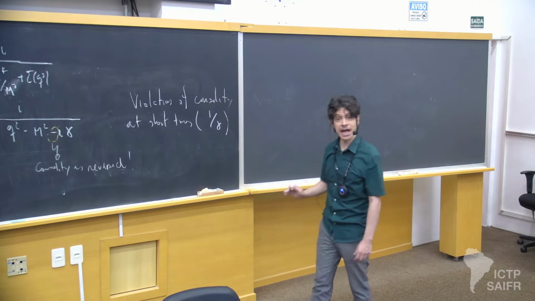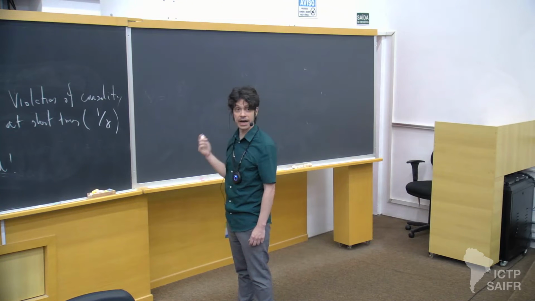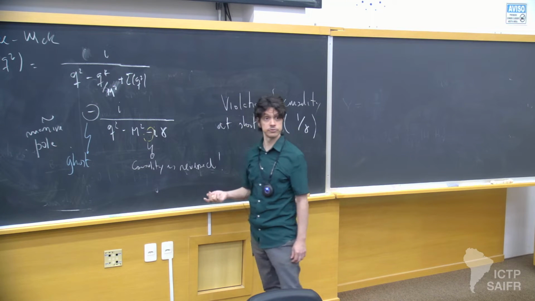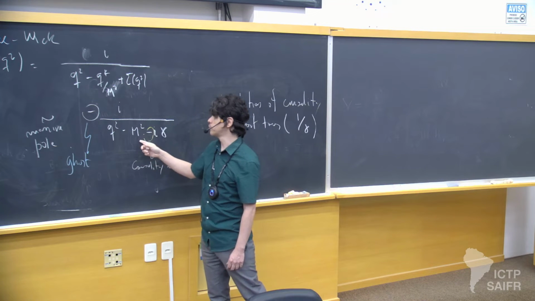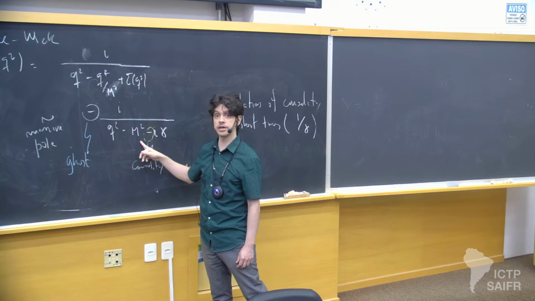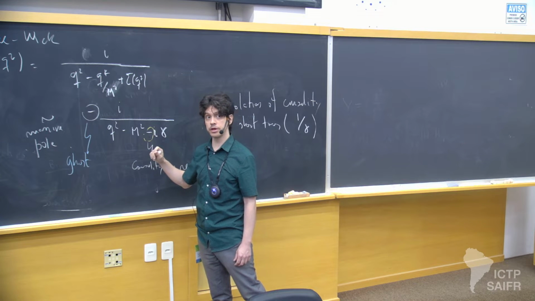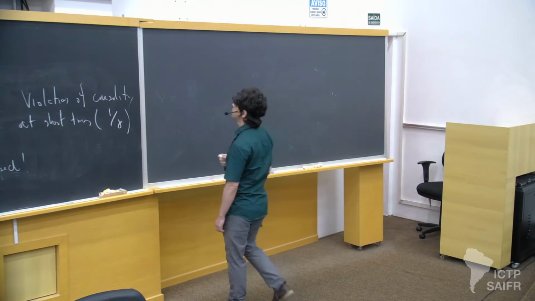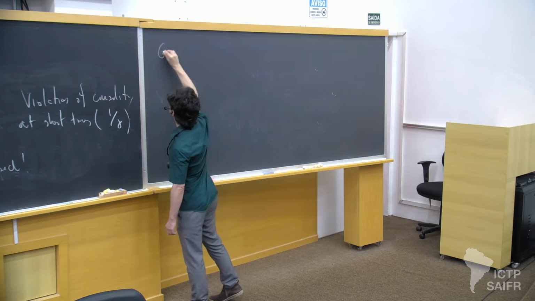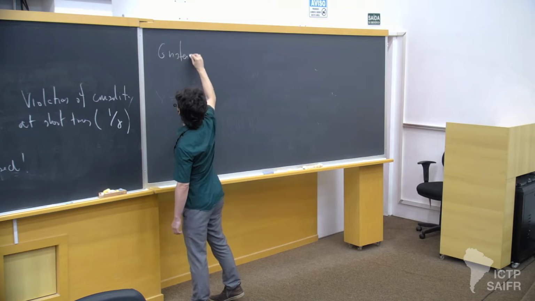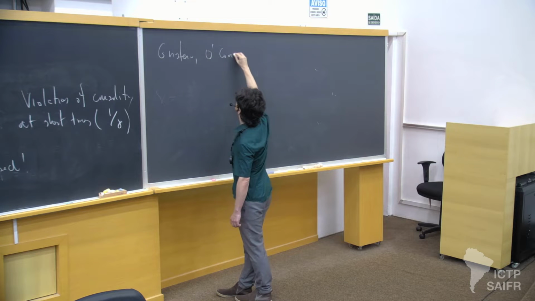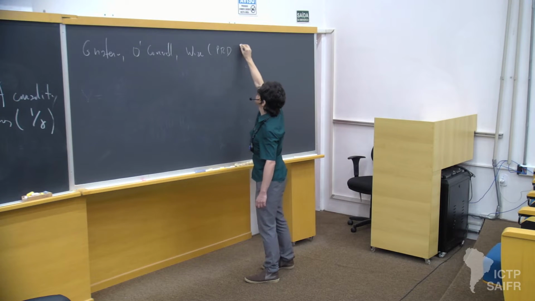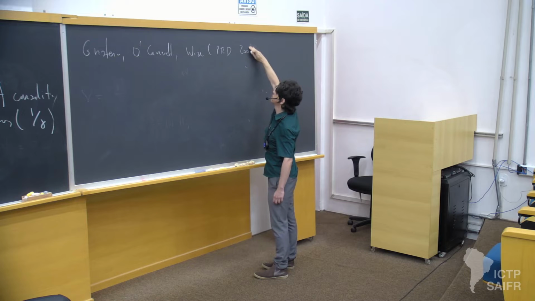But anyway, at short times or at high energies, this starts to be important. If you are, for instance, close to the pole, this is important. So there is where you are going to have these violations of causality. So let me give you an example that was based on this paper here, Grinstein, O'Connell, and Wise. I think it's a PRD from 2009.